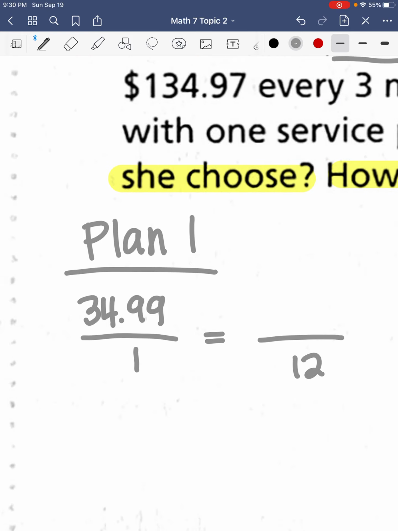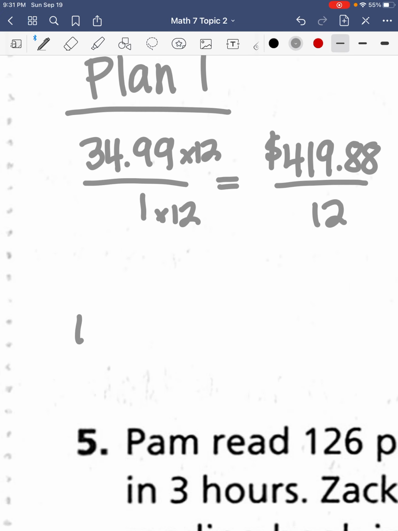Well, to go from 1 to 12, I'm simply multiplying times 12, and so I'm going to do the same thing on the top. So when I put that in my calculator, $34.99 times 12, I get $419.88. So under plan 1, Crystal would pay $419.88 for that year.